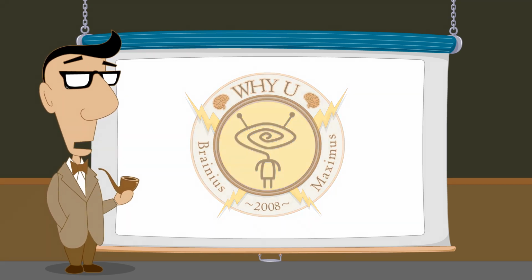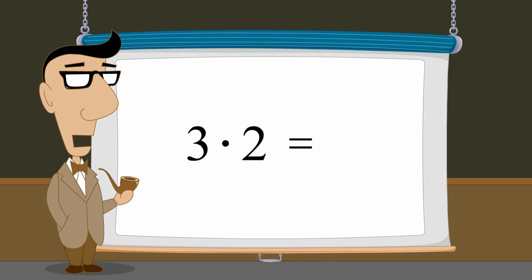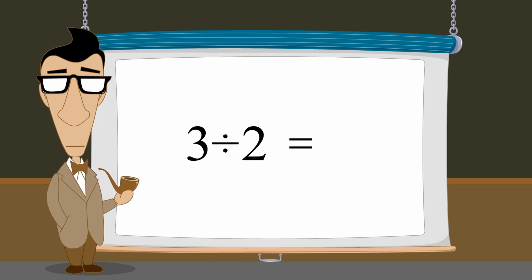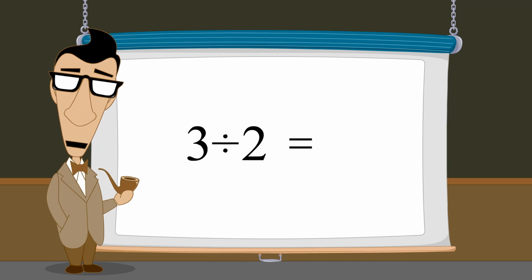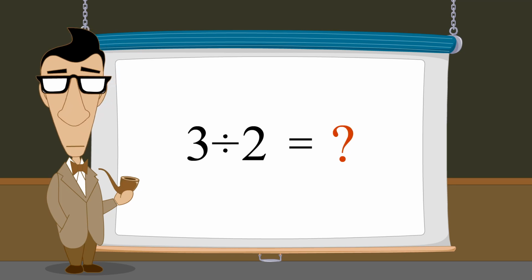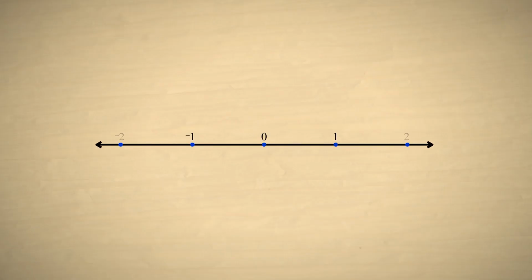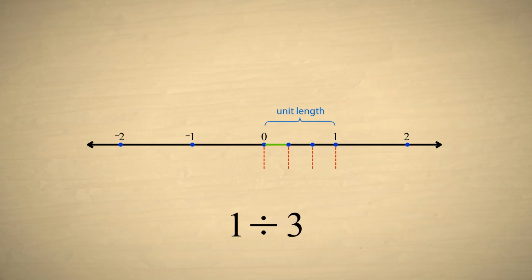In the previous lectures, we saw that although multiplying natural numbers always produces another natural number, the result of division between natural numbers cannot always be represented by a natural number. For example, if we divide 1 by 3, we must split one unit length into 3 equal pieces. Unfortunately, we don't have any way to represent increments smaller than 1 using natural numbers or integers.